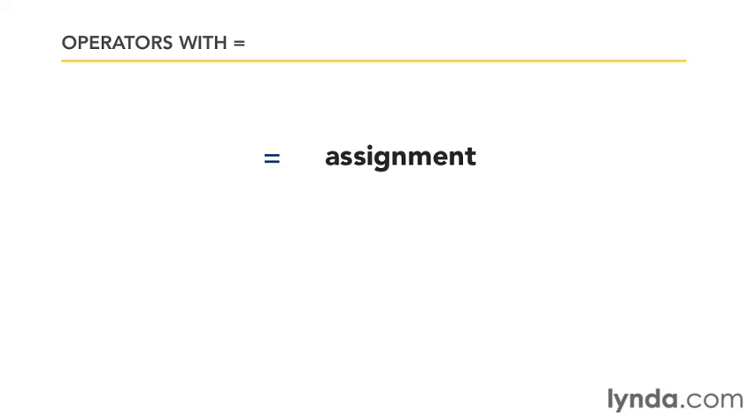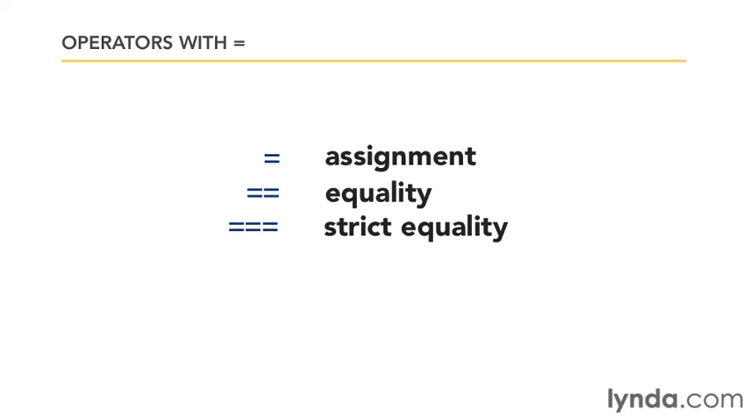You are telling. 2 equals signs is the equality operator. You're asking. And in JavaScript, there is another equality operator, the 3 equals signs. 3 equals signs is the strict equality operator. Now, what on earth does that mean? Let me show you an example.